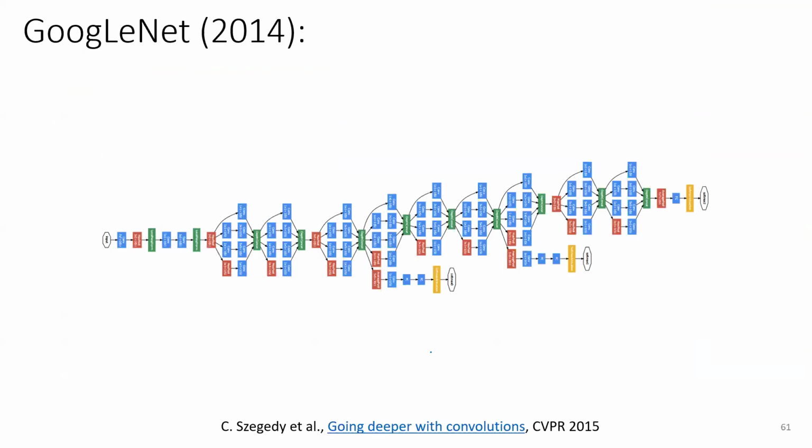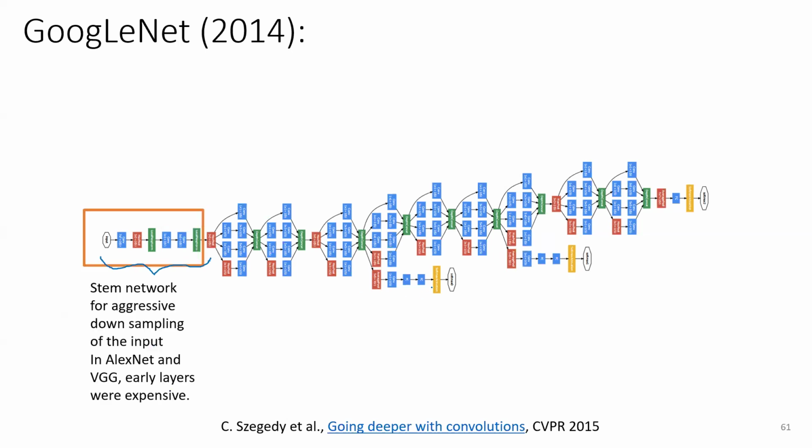Then after that, GoogleNet came. So GoogleNet, you can see it has a very strong stem. What that means is it quickly downsamples the image to reduce the computational load. So that's one thing. So the stem network for aggressive downsampling of the input. In AlexNet and VGG the early layers were very expensive. In the early layers, the feature map size is large, and the convolutions take too much computational power. That's the reason for this.